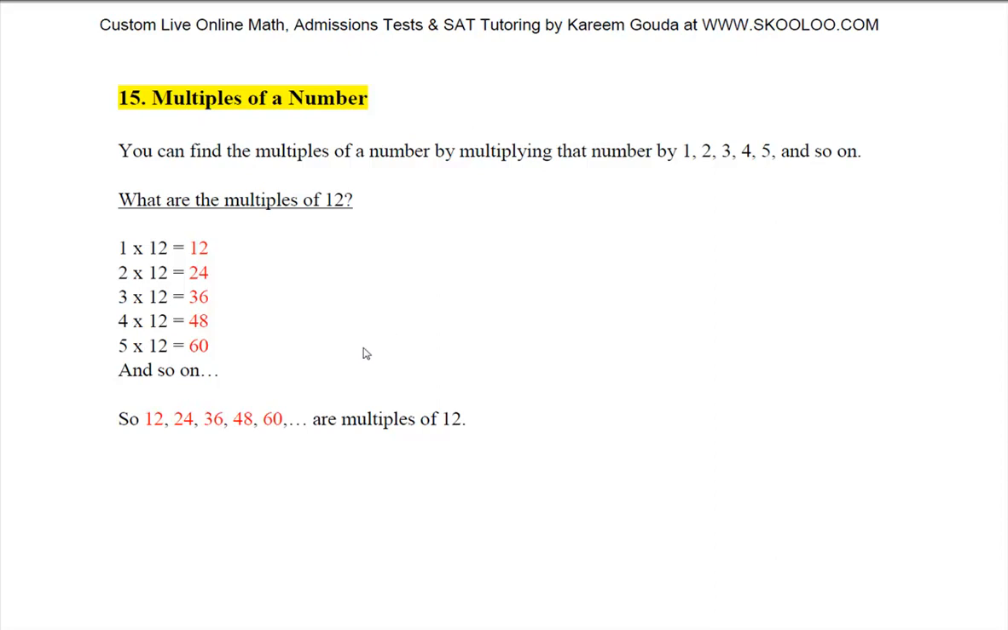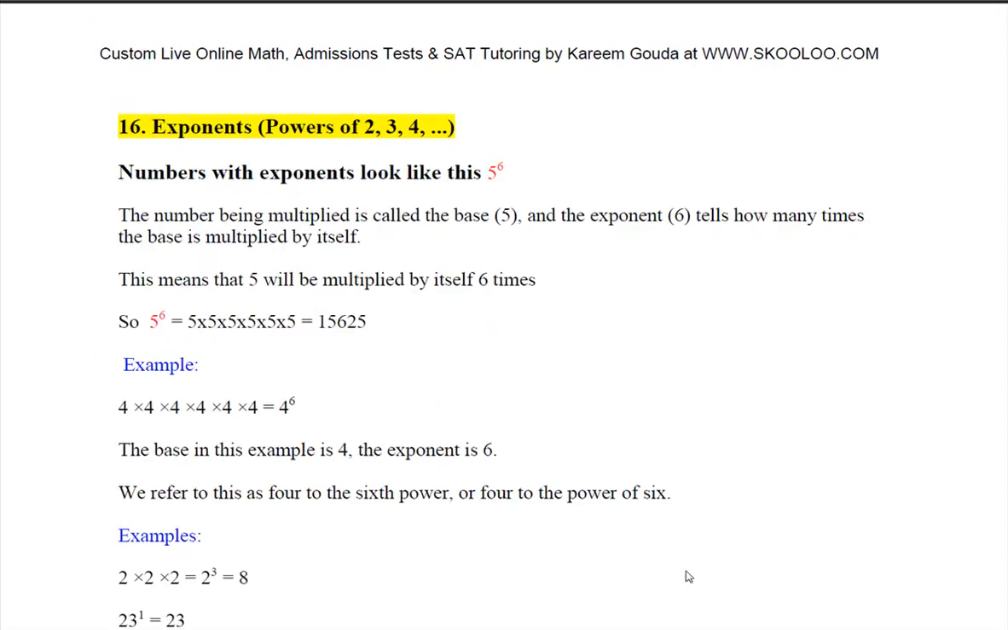You need to practice easy stuff like finding multiples and factors, because you will need to do them on the test. You want to do them quickly and you want to do them accurately. Okay, now let's go to number 16, exponents.